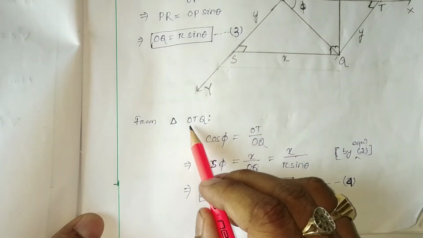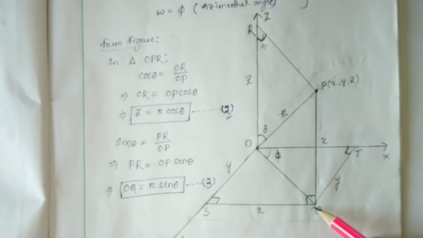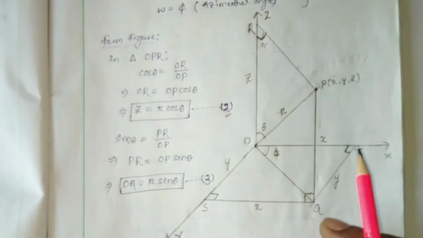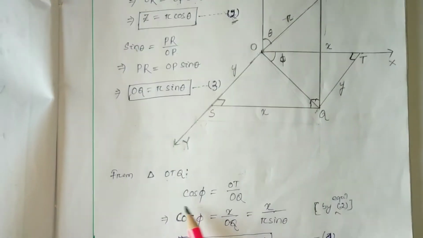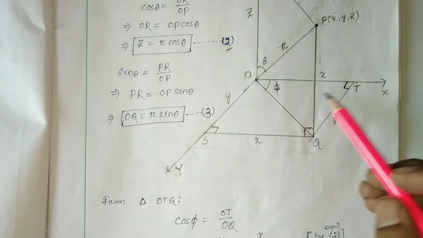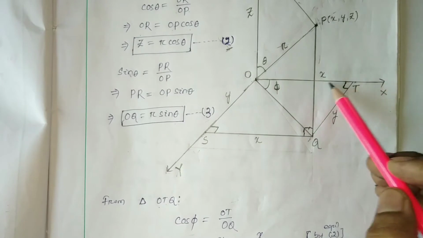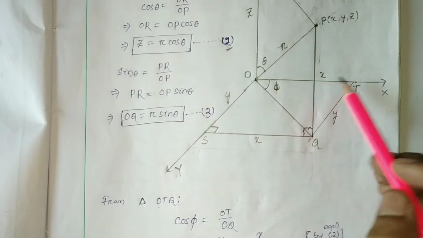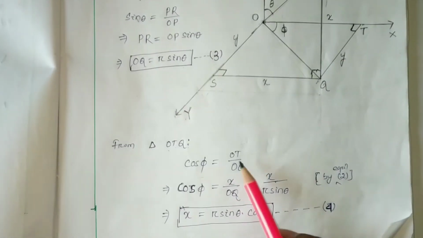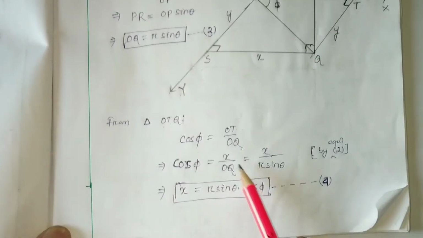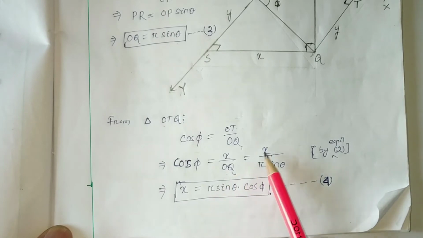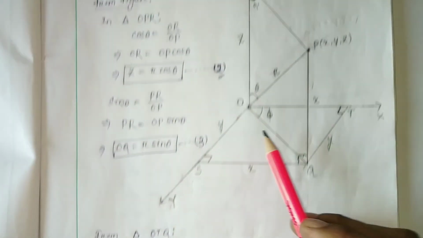Now consider OTQ. O, T and Q. If I am going to consider the OTQ triangle, you can see that cos phi. See, this is the right angle triangle, this is the phi, so this is obviously the base. So cos phi will be OT by OQ. So OT is nothing but the x component, x by OQ. Here OQ is nothing but R sin theta.